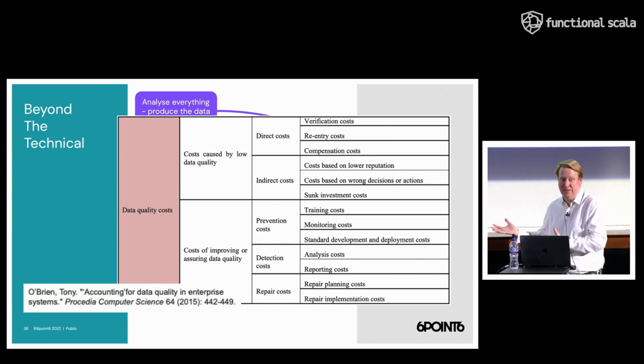And there's loads of work on this, right? So I would say, if you're in this space, definitely look at things like Tony O'Brien's paper, which has a great name, Accounting for Data Quality in Enterprise Systems. And it gives you a whole framework of how to cost out the problems that bad data causes, and also the costs of fixing that down the line if you don't fix it early. And if you do this, then you'll be able to justify all this work, and it makes the business better, right?